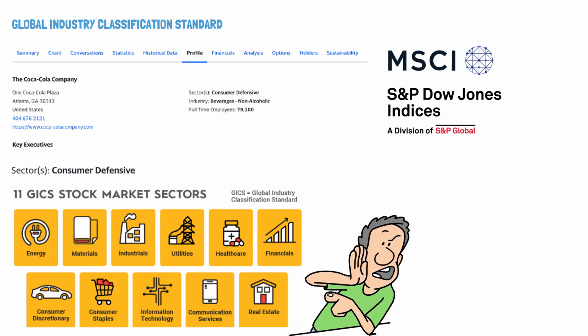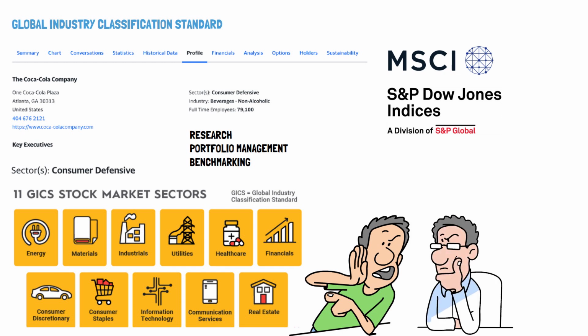This classification system is widely used by the global financial community for investment research, portfolio management, and benchmarking. It helps investors and analysts compare companies within the same industry to make more informed investment decisions. However, here's the problem. These sectors kind of suck for finding natural dividend payers that investors like us want for our income portfolios. Let me demonstrate with an example.